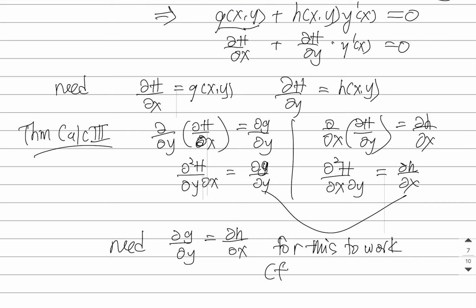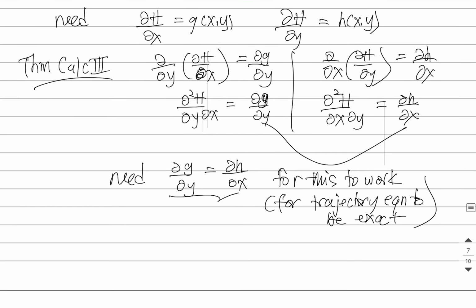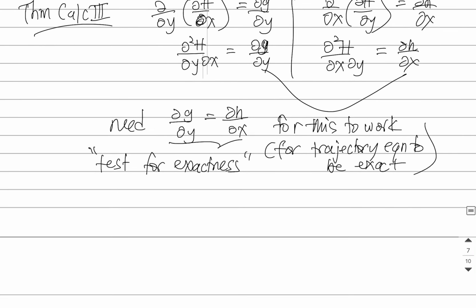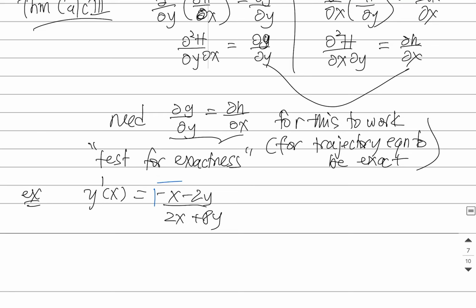And another way of saying it is for this trajectory equation to be exact. So this is what's called a test for exactness. Now you might say, well, isn't this always going to be true for every system we do? The answer is no. So the equation that we were just solving, negative x minus 2y, 2x plus 8y, the thing upstairs, up here, this is our g of x and y, and this thing in the bottom is our h of x and y.